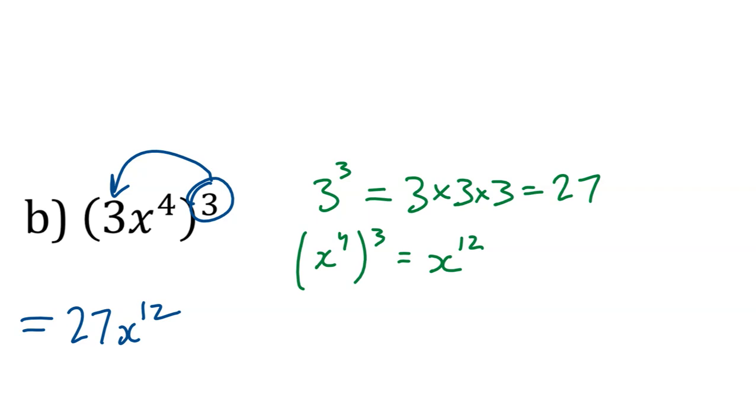And like I said, it might feel easy when we're doing this together, but then you have to go and do it yourself. It's very easy to mix up these rules. Okay? So 3 to the 3, 27, and then x to the 12 because it's 4 times 3.